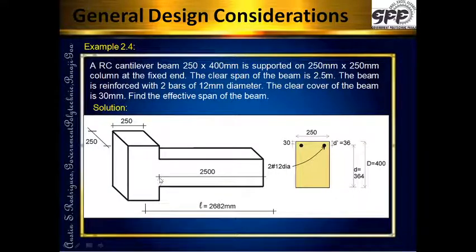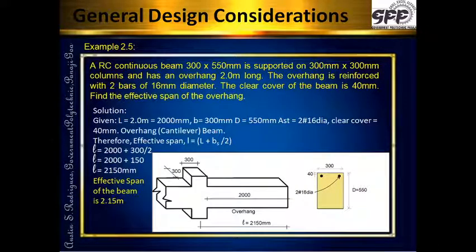Please note, the clear span is from here, from the face to the last point, the freestanding point, but the effective span will be from here inwards, that is 2682. There is a small mistake over here. This has to be shown here in this line. So from here inwards is 2682 mm. That's how we get the length of the cantilever beam.